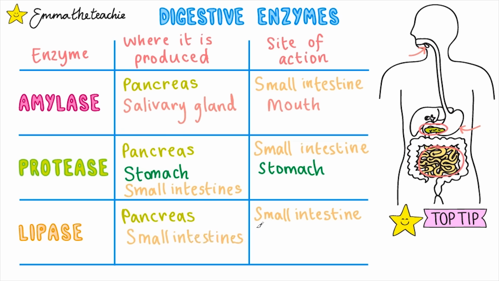Now, different to the others, its only site of action is the small intestines. And this kind of makes sense when you look at the fact that the pancreas empties its digestive enzymes into the small intestine, and that's the only other place that they are made. So that's the only place where it works.